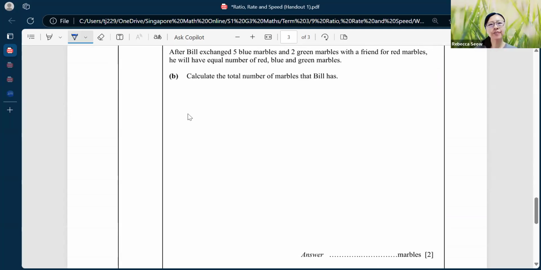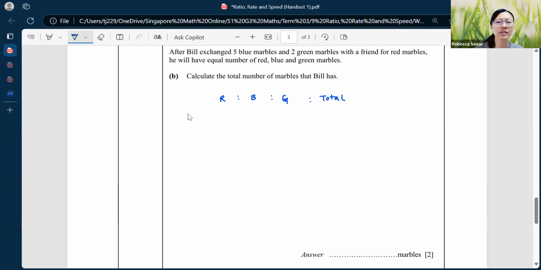Bill exchanged 5 blue marbles and 2 green marbles with a friend for red marbles. He will then have equal number of red, blue, and green marbles. Calculate the total number of marbles that Bill has. First and foremost, let's put down the ratio between red to blue to green marbles. And we also want to calculate the total number of marbles.